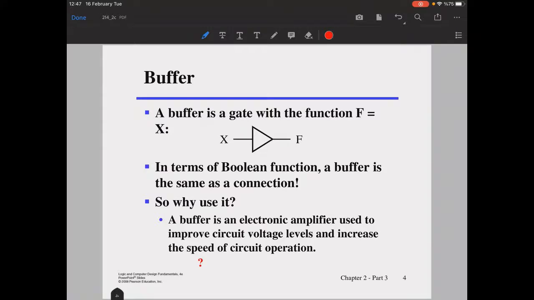First, a buffer, for example, is a gate with the function like this. What you have as input will be realized at output as well. It's in fact a connection itself. Why do we use it? It's usually done for amplifying electronic signals because they lose some power during the travel. That's why we put some buffers within the path to amplify those signals. That's the idea.